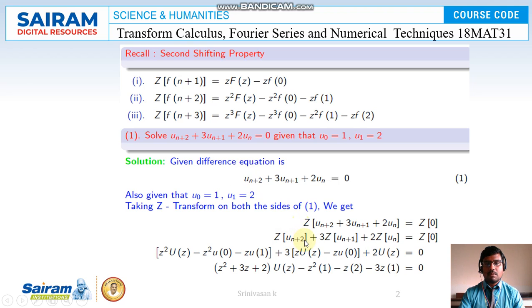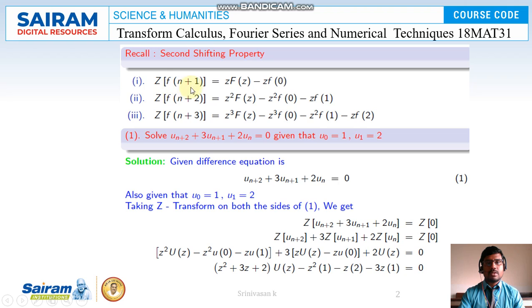What is Z of u n plus 2? Z of f of n plus 2 equals z square F of z minus z square f of 0 minus z f of 1. If the function is f we get f, if the function is y we get y, if the function is u we get u. So replacing f by u, we get z square into capital U of z minus z square into u of 0 minus z into u of 1, plus again we apply the n plus 1 formula.